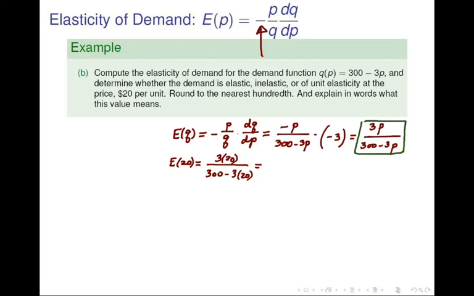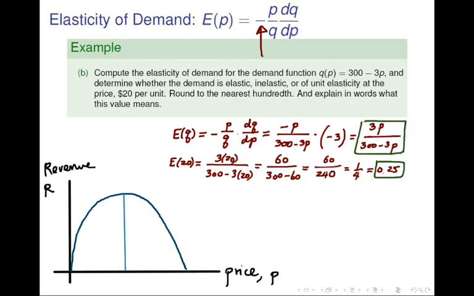Now, if you were interested in the elasticity of demand at a certain price, say for example $20, we're going to plug in $20 for P. And by doing the calculation, you can see that this is equal to 0.25. And remember, this is already a ratio. You do not need to add a percentage sign at the end. So this just means it's 0.25%. Now let's look at what this number actually means.